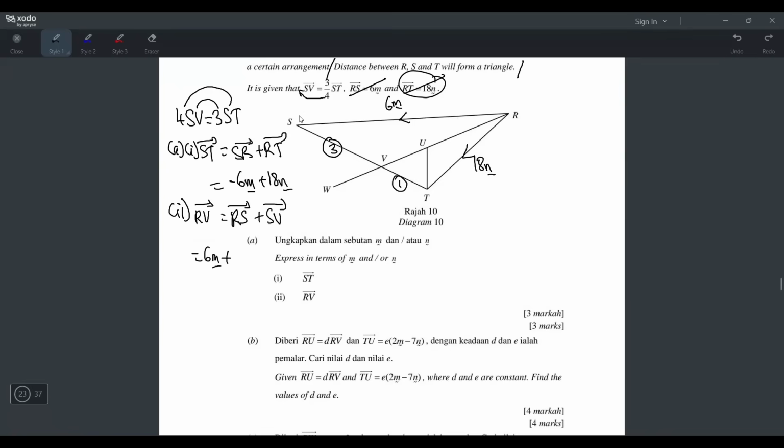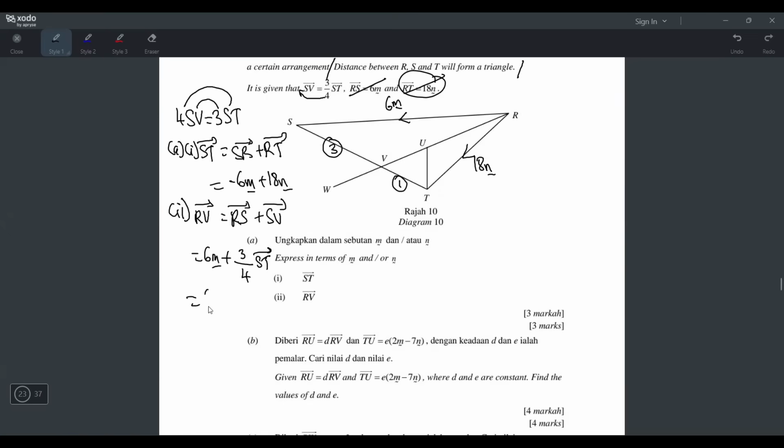And also I know that SV is a part of ST. I repeat, SV adalah sebahagian daripada ST. Do you agree? SV is a part of ST. So can you tell me SV is how many portions? 3 portions out of 4 portions, right? Because the total S to V is 3 portions, but the total portions here is 4. And it's part of ST. So it means SV adalah 3 over 4 ST lah.